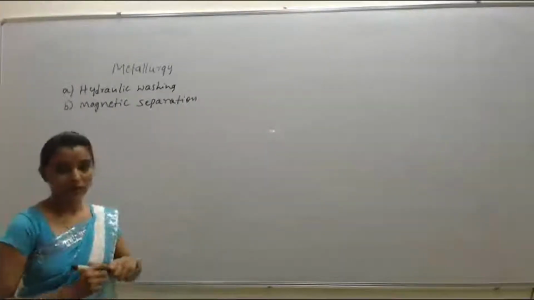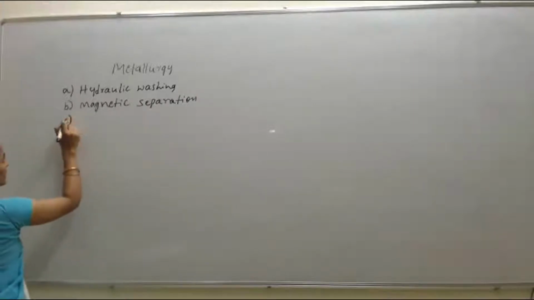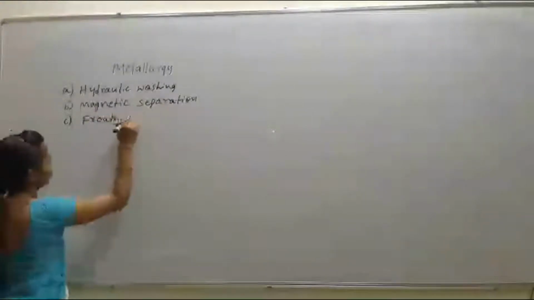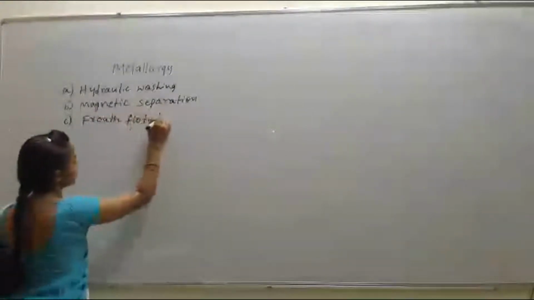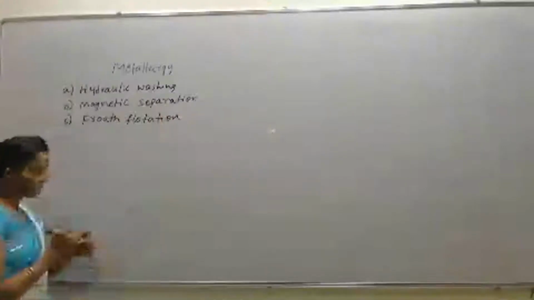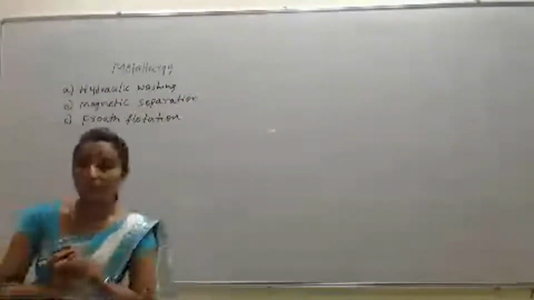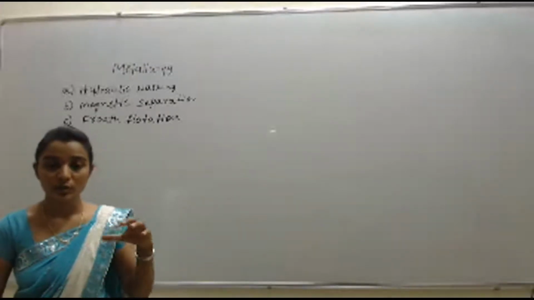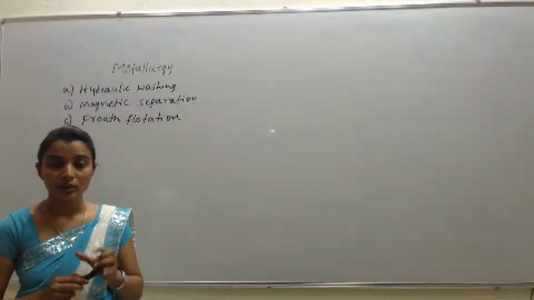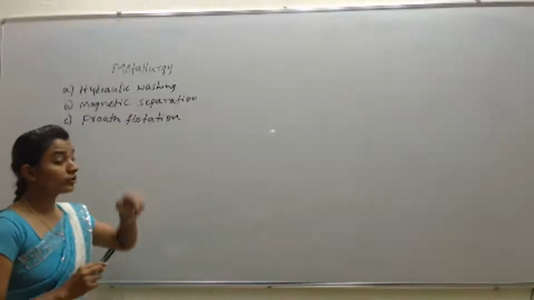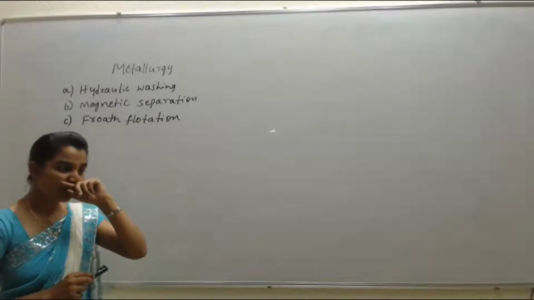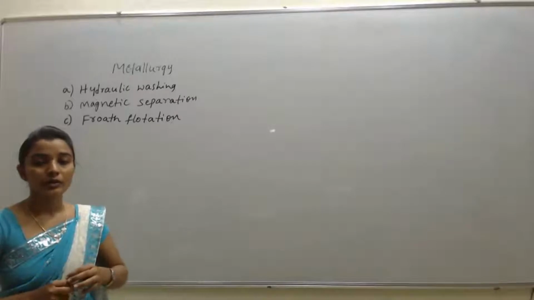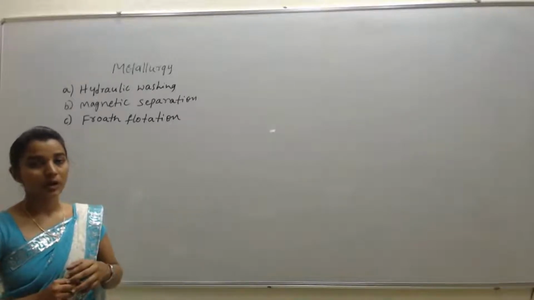That is magnetic separation. The third one is froth flotation. What is froth? It is a type of bubble formed with washing powder. When we mix it with water, we obtain some type of foam. That is froth flotation. By the formation of froth with the particles of ore and gangue, we separate the gangue particles from the ore particles.